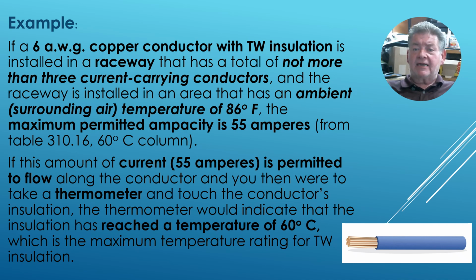Now let's say we take the same exact installation as we just covered, but now we allow the current from the 75 degrees C column to flow, which is 65 amperes, 10 more amperes. We allow that 65 amperes to flow in that circuit, and then we take a thermometer and touch the insulation. Well, now the insulation would read 75 degrees C, which would exceed that TW insulation's 60 degrees C maximum operating temperature.